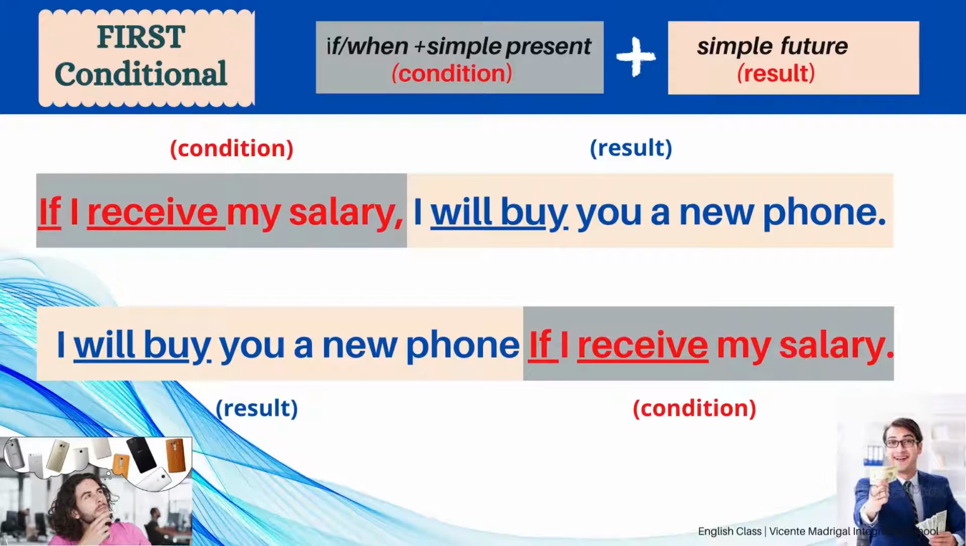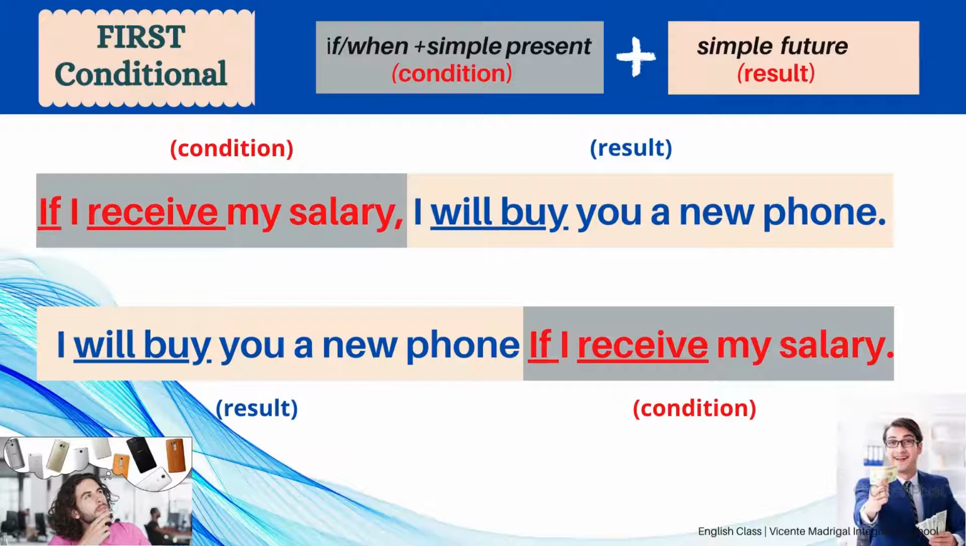First part is if I receive my salary, which is the condition. It uses the signal word if in the clause, and we use the simple present verb receive. Then, the second part is I will buy you a new phone, which is the result. We use the simple future verb will buy to express possibility of happening in the future. This is first conditional because it talks about possibility of happening in the future if the condition is met.